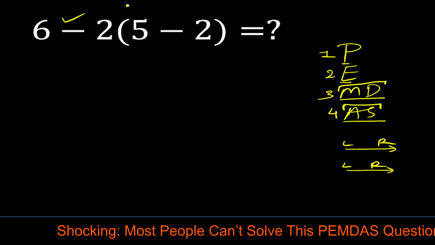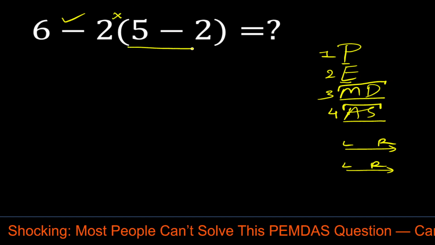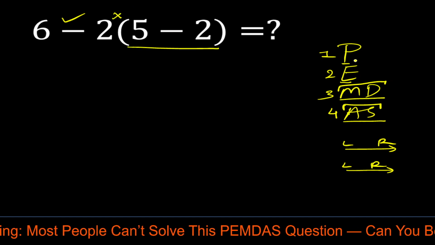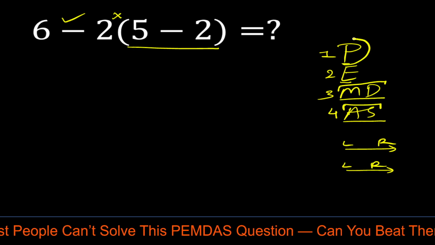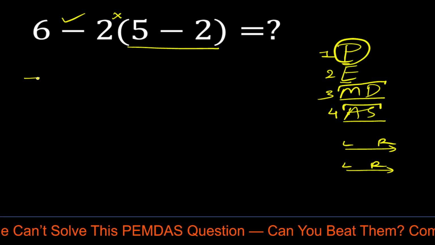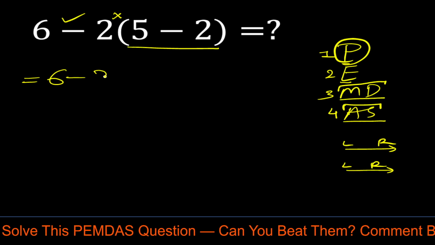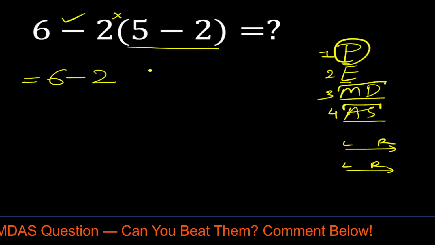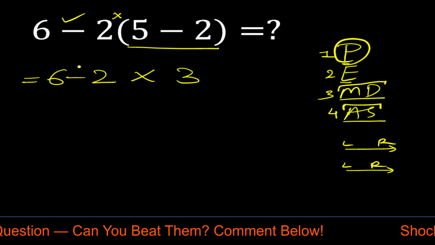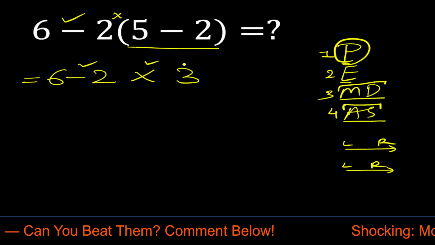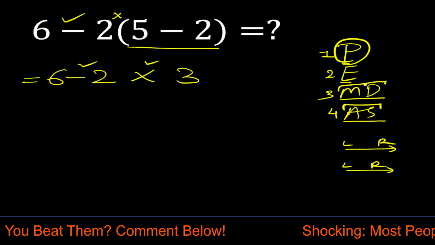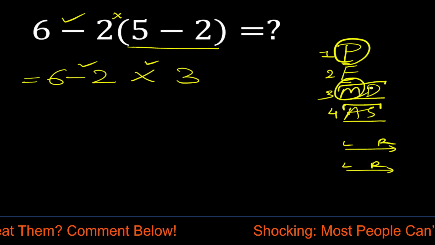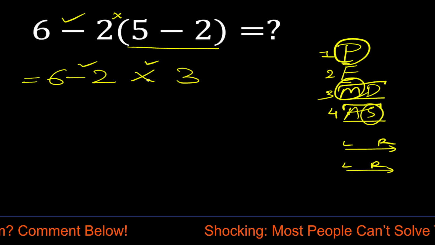So in this question, here we have subtraction, here multiplication, and here we have one parenthesis, right? So according to the PEMDAS rule, first we have to solve the parenthesis. So now 6 minus 2. Now solve this parenthesis first. 5 minus 2 is equal to 3. So times 3, right? Now here we have subtraction and here multiplication. So according to the PEMDAS rule, first we have to solve multiplication. Then we have to solve subtraction, right?